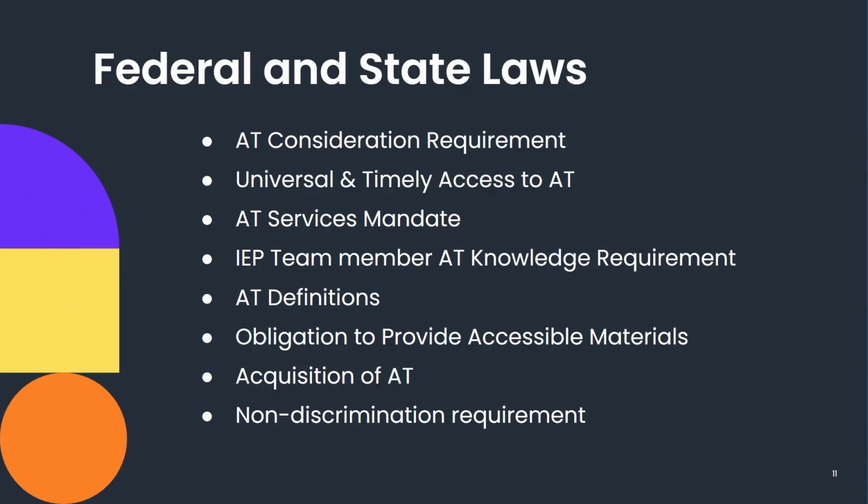Across our various federal and state laws, AT is highlighted in a variety of ways. Schools have a legal obligation to make sure that students not only have access to the tools that they need, but also the services, training, and materials that make those tools effective. It's not just about having the devices available, it's about timely access, knowledgeable teams, and ensuring that no student is left out or discriminated against because they rely on assistive technology.